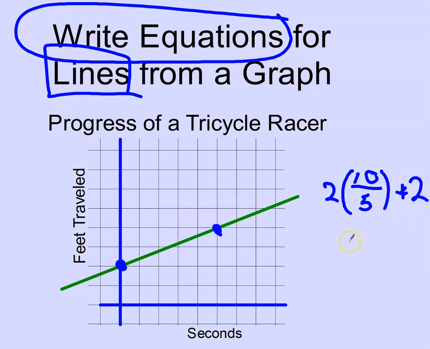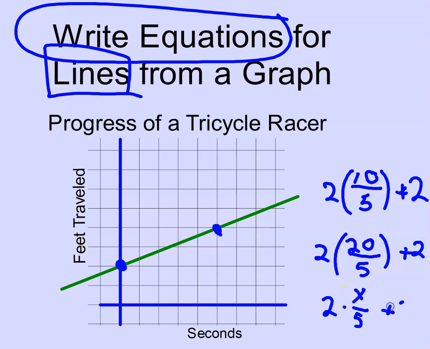So what if I'd gone 20 seconds? Well, 20 seconds divided by 5 is how many 5-second intervals, and then I would still multiply that by 2, and then add the 2 over here. Well, I think I'm getting a pattern. If I take any number of seconds and divide it by 5 and multiply by 2, that gets me how many more feet I've gone, plus the original 2. So there's a pattern right there. We just wrote some kind of pattern, and that's all an equation is.